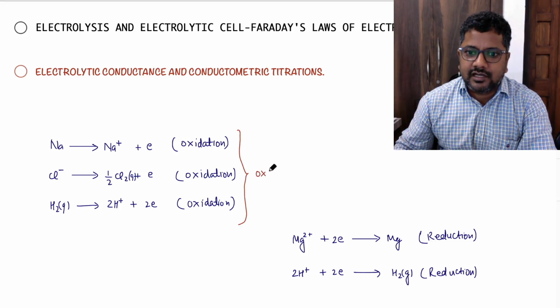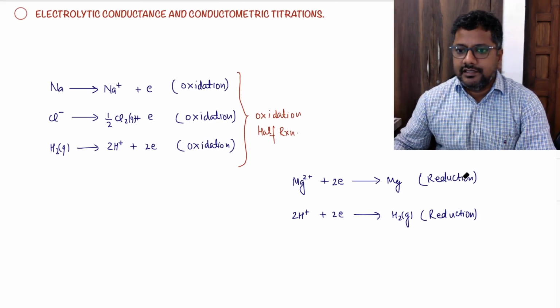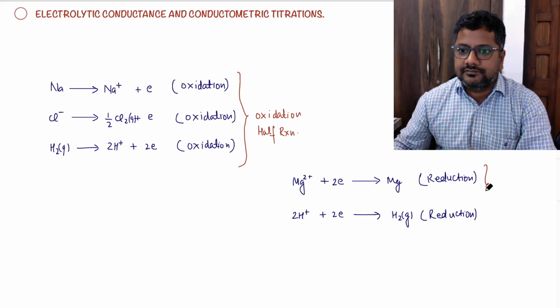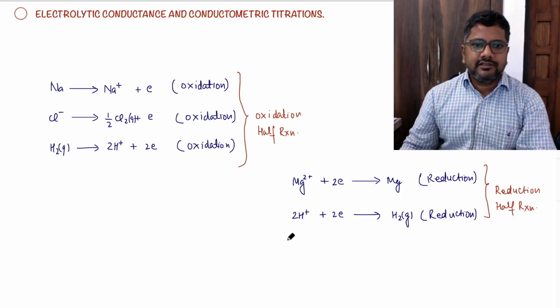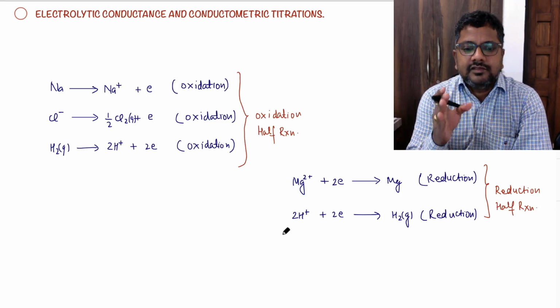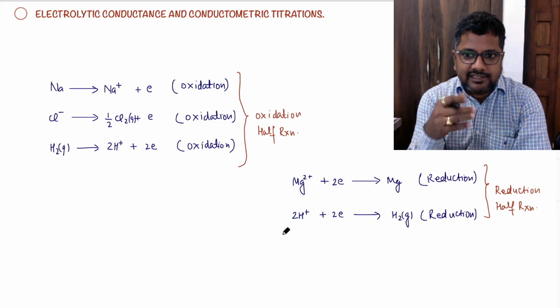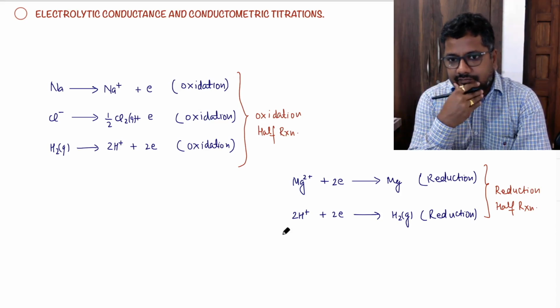So all these reactions are examples of half reactions, and since they are oxidation, you can say these are oxidation half reactions. And these are the reduction half reactions. So how to recognize a half reaction? If there are electrons on either side of the reaction as it is written, then it is a half reaction.